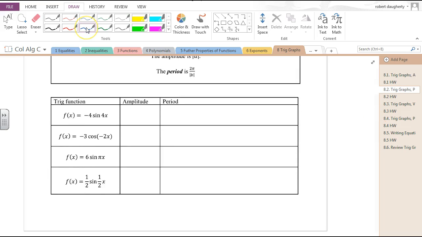So look at this example. What is the amplitude of the first one? We did that yesterday. Amplitude is 4. The period is going to be 2 pi divided by this number right here, that 4. So 2 pi divided by 4. Now what's 2 pi divided by 4? Yeah, so this is just pi over 2.